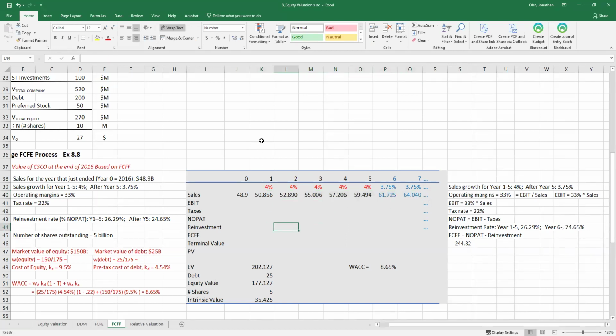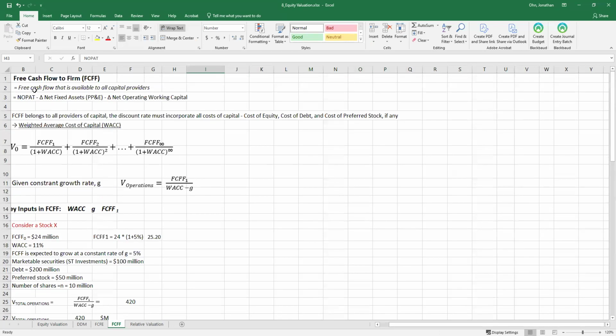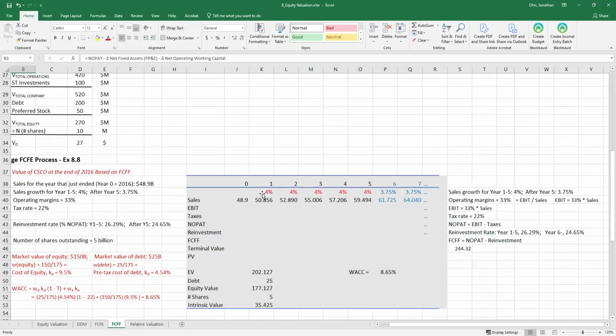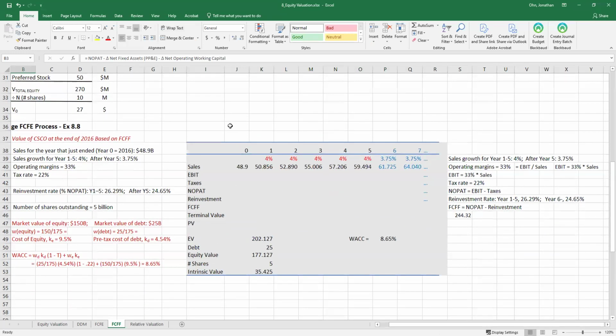Once you calculate the expected sales, the next step is to come up with the free cash flows. Here we are given all this information. First, to calculate NOPAT, I told you there's a NOPAT, right?